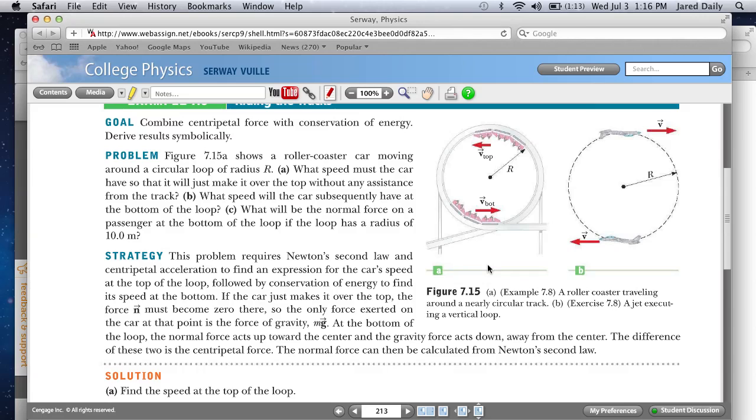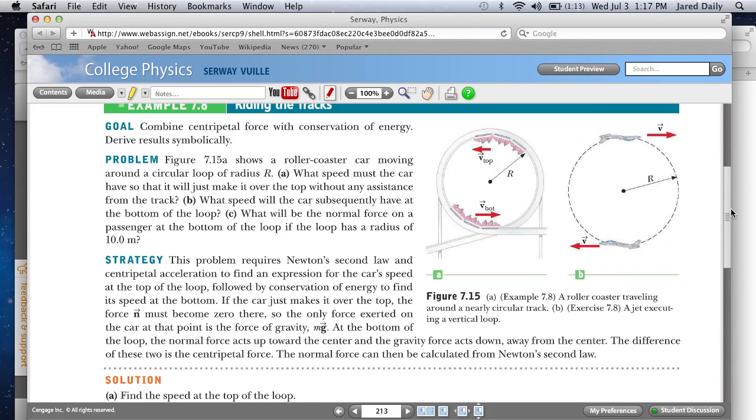In this particular problem, they want us to know what speed must the car have so it will just make it over the top without any assistance from the track. And what speed will the car subsequently have at the bottom of the loop? And what will the normal force be on the passenger at the bottom of the loop if the loop has a radius of 10 meters? And it turns out that the radius of the loop does make a difference, right?